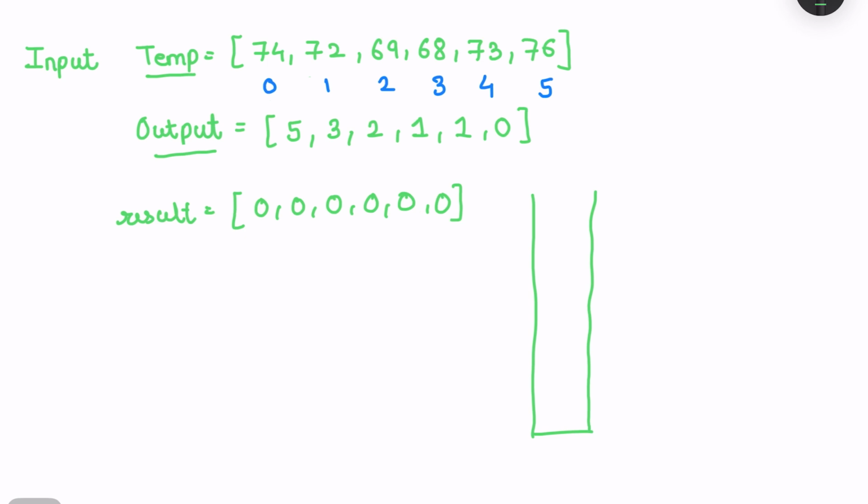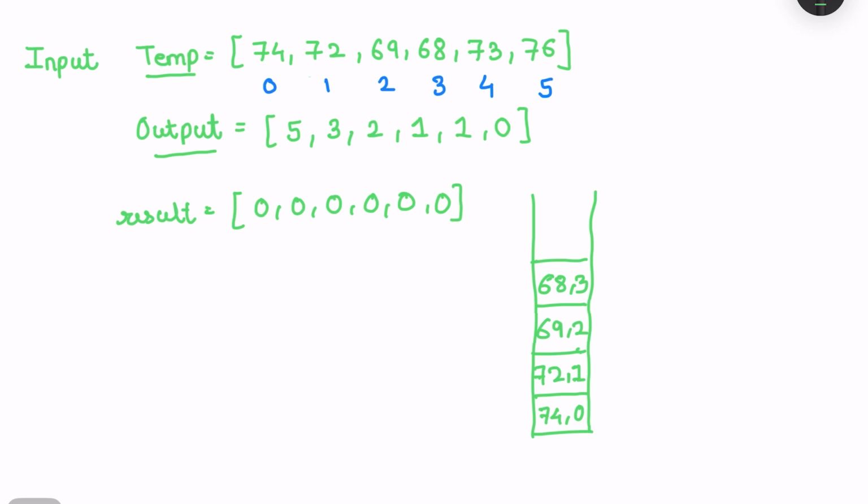and in this stack let's start putting the temperatures. Actually we will put the indices and we'll compare the temperatures. So I'll put first 74 comma 0, then next is 72. Now I'll check if 72 is greater than 74. No, it's not, so I'll put that in the stack with its index, which is 1. Then 69, again it's a smaller temperature, I'll put it inside the stack. Then 68, I'll put inside the stack.